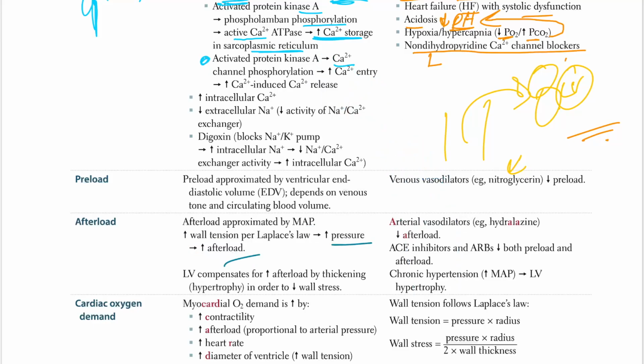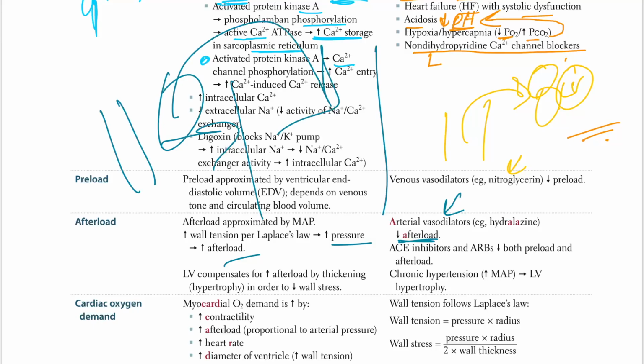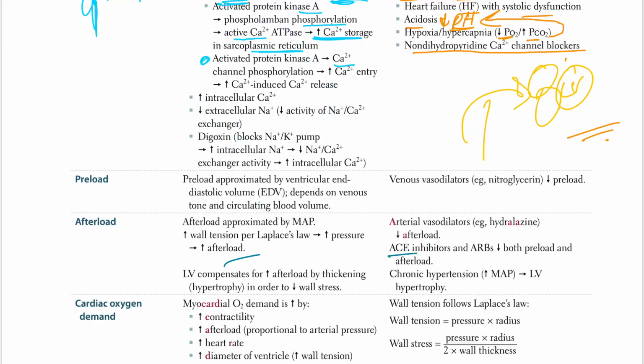The next thing is arterial vasodilators, for example hydralazine. Hydralazine will decrease the afterload. Again, same thing: the vessels were constricted, you open them up, vasodilate them. Guess what's going to happen? The heart has an easier way of getting things out, and that would decrease the afterload. ACE inhibitors and ARBs decrease the preload and the afterload.